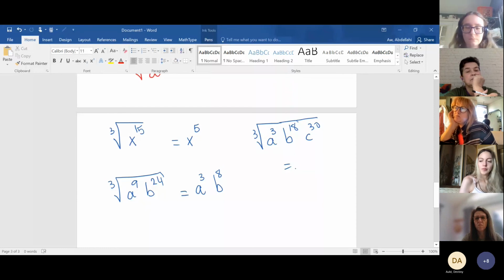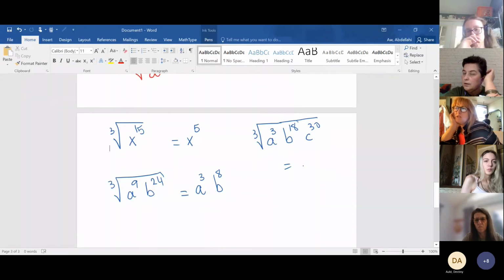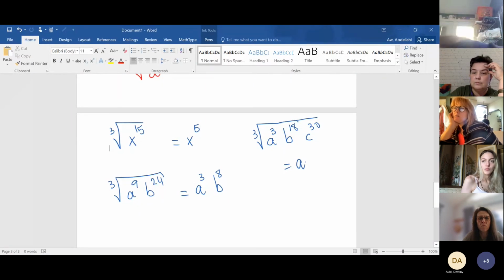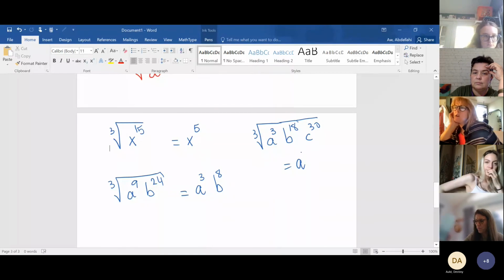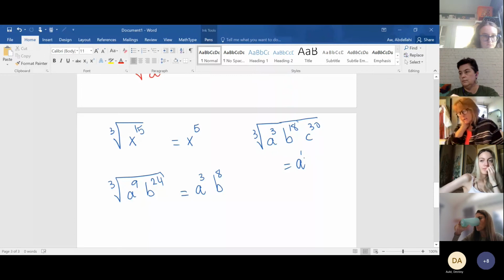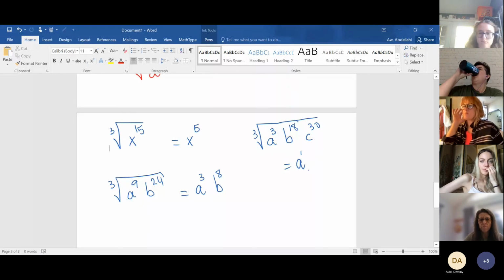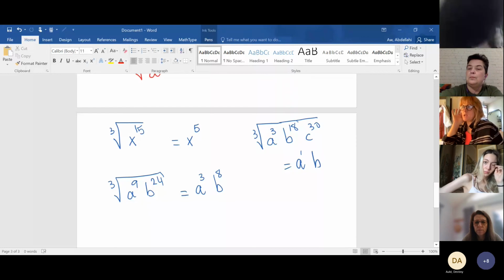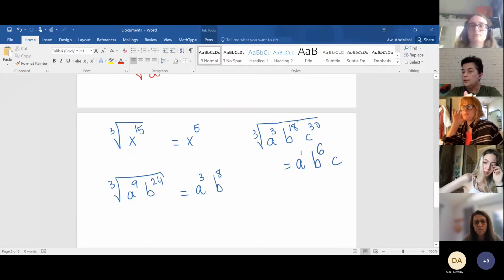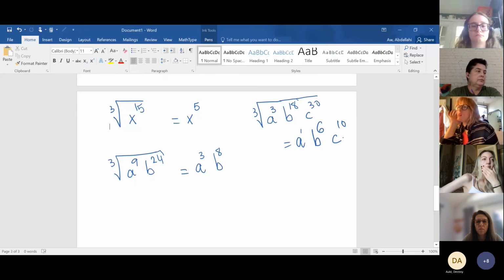So now the last one here. What's going to be the answer for the last one? The exponents cancel out, but it's going to be a to the 1 power. Like 3 divided by 3 is 1. We just don't have to write the 1, right? B to the 6th and C to the what? 10th. Exactly.